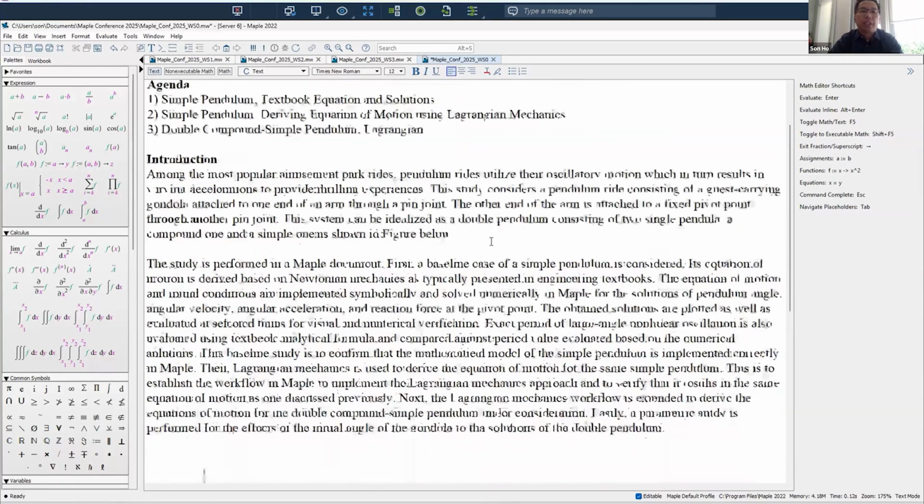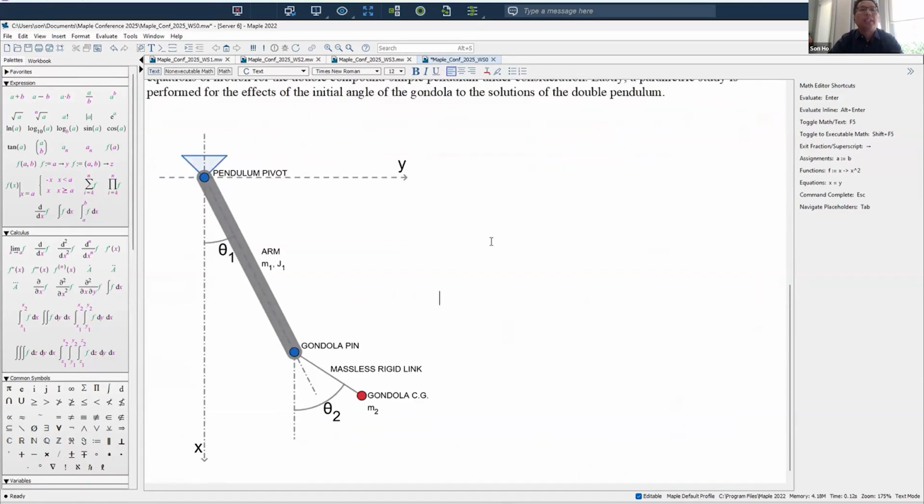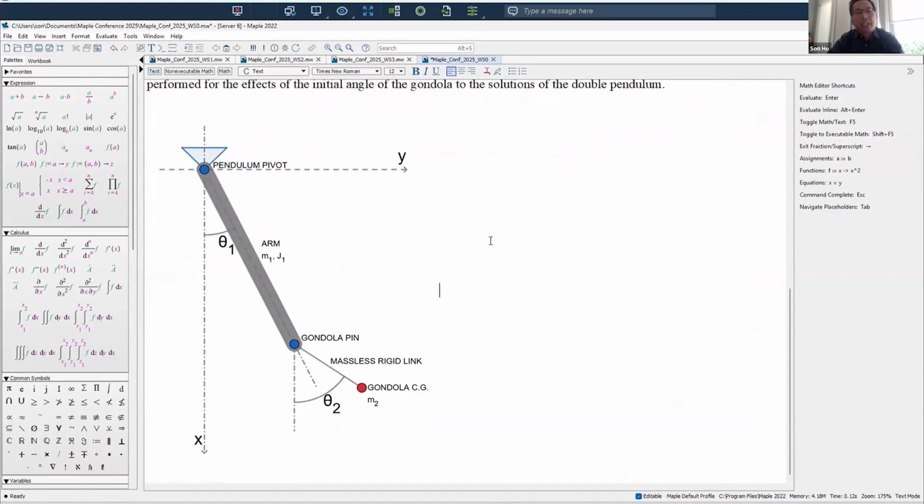So I can share with you. Okay, this is an idealization of a pendulum. It comes in many shapes and forms, but this one is a simple one. You have an arm and you have a gondola where people sit. You see the gondola down here, with the red dot representing the CG, the center of gravity of the gondola.